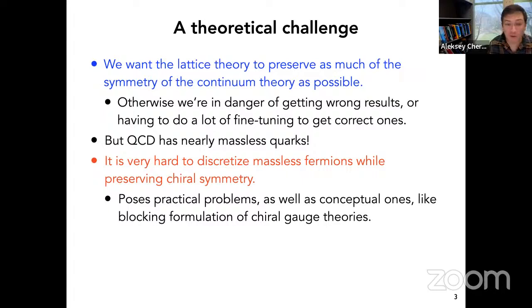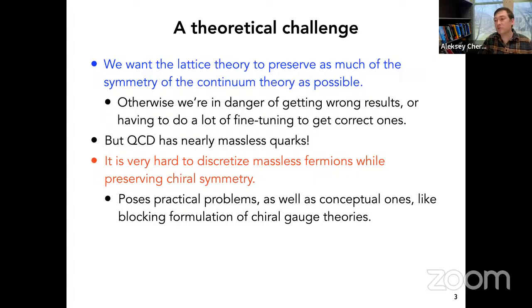In QCD, as well as many other interesting quantum field theories, there's a major challenge here, which is that there are massless fermions around. It's very hard to discretize massless fermions while preserving chiral symmetry, which I'll remind you of in a moment. That poses conceptual problems, because if you cannot preserve chiral symmetry on the lattice, you're going to have a hard time defining, for example, chiral gauge theories, where a gauge field couples to that chiral symmetry. That's a problem because, for example, the standard model is chiral.